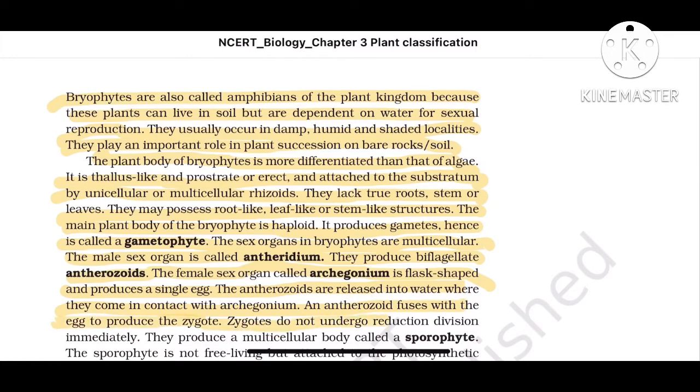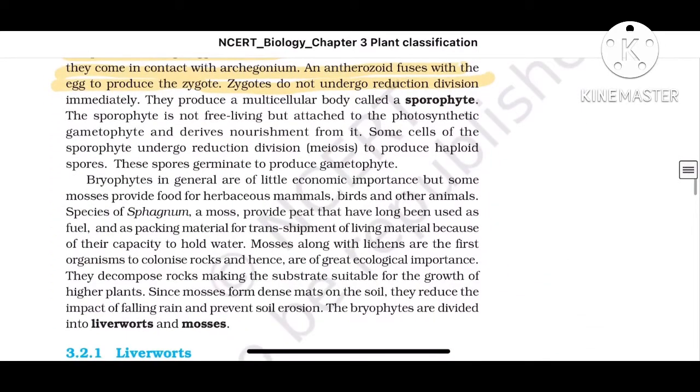Zygotes do not undergo reduction division immediately. They produce a multicellular body called sporophyte. The sporophyte is not free living but attached to the photosynthetic gametophyte and derives nourishment from it. Some cells of the sporophyte undergo reduction division to produce haploid spores. These spores germinate to produce gametophyte.